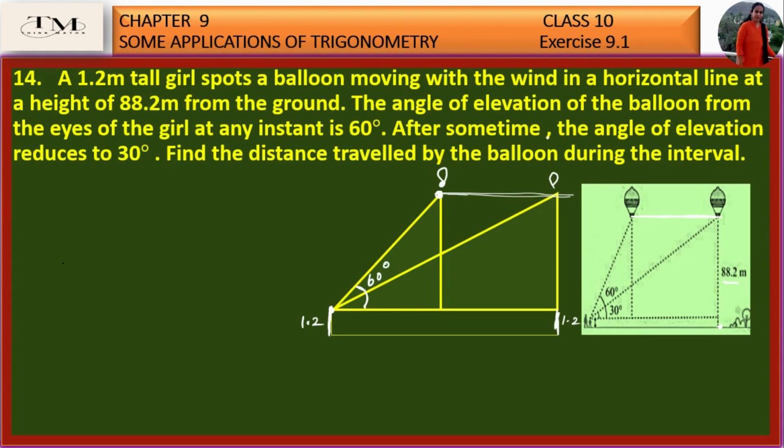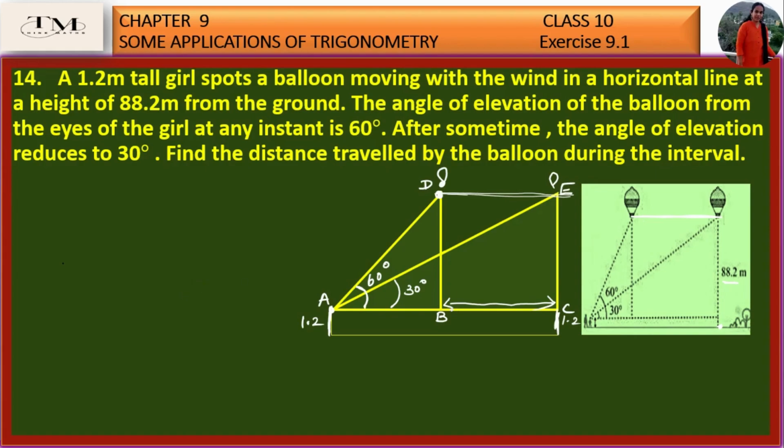Okay. After some time, as the distance increases, the angle will reduce. After some time, the angle of elevation reduces to 30 degree. So this will be 30 degree. Find the distance traveled by the balloon. The balloon is traveling from here to this place, so we have to find out this distance. Let us mark this point as A, B, C and take this as D, E.